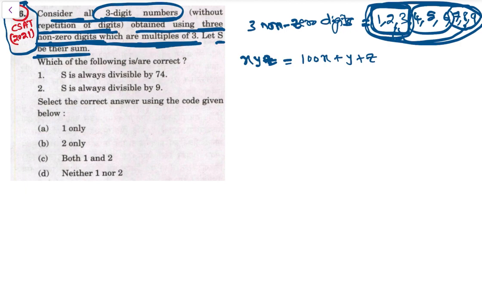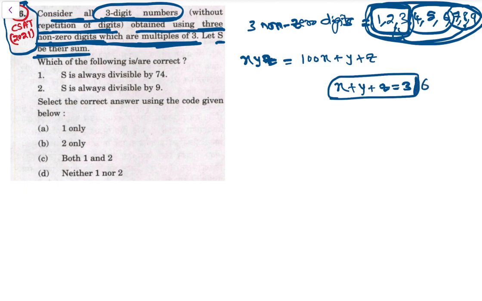Multiples of 3 means that if x plus y plus z is equal to 3, then only they will be multiples of 3. So what are multiples of 3? x, y, z must be multiples of 3, that is multiples of 3 or 6.